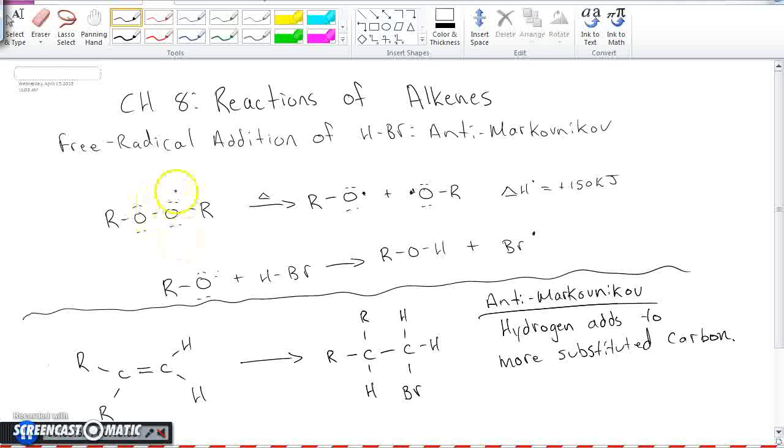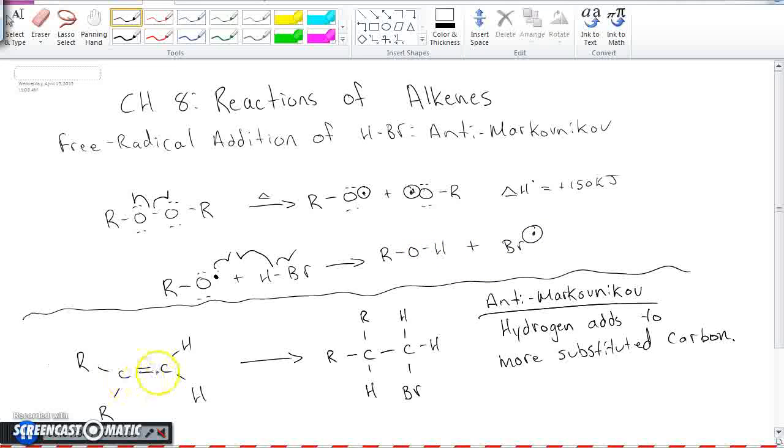The oxygen-oxygen bond is relatively weak, and in the presence of heat, this will homolytically cleave to give us two peroxy radicals. The enthalpy of formation is about 150 kilojoules per mole. So here's our one radical and here's our second radical. We can use one of these radicals in the presence of our hydrobromic acid, and this will break our hydrogen-bromine bond and will ultimately form a bromine radical and an alcohol.